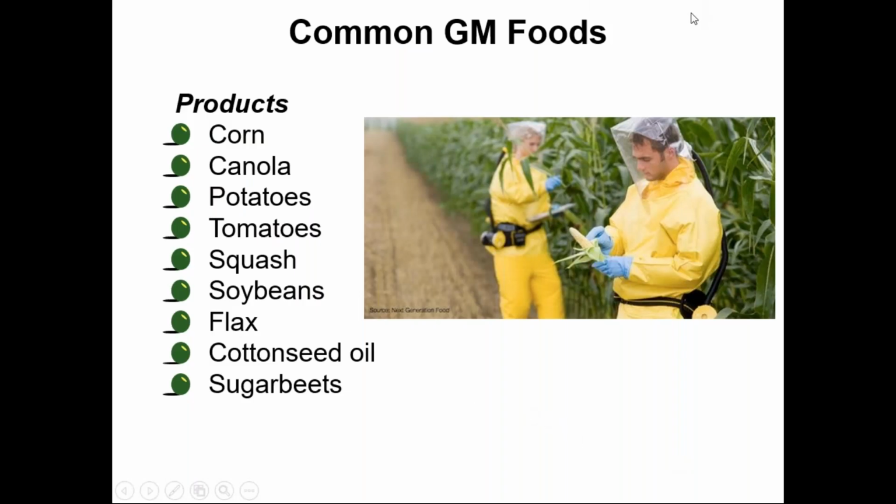So common GM plants which have been genetically engineered are corn, canola, potatoes, tomatoes, squash, soybeans, flax, cotton. So the product will be cottonseed oil. You also have sugar beets, which have been genetically modified. In fact, you have a genetically modified potato and a genetically modified apple, which do not turn brown on cutting.